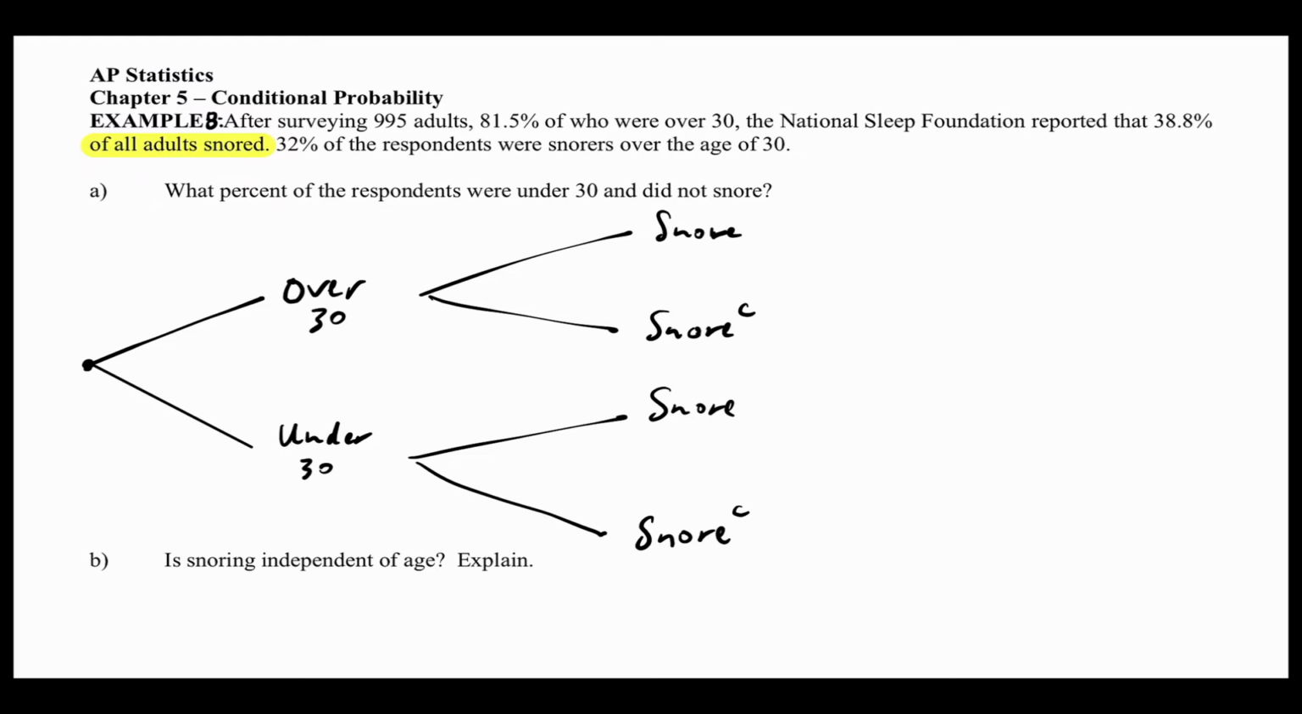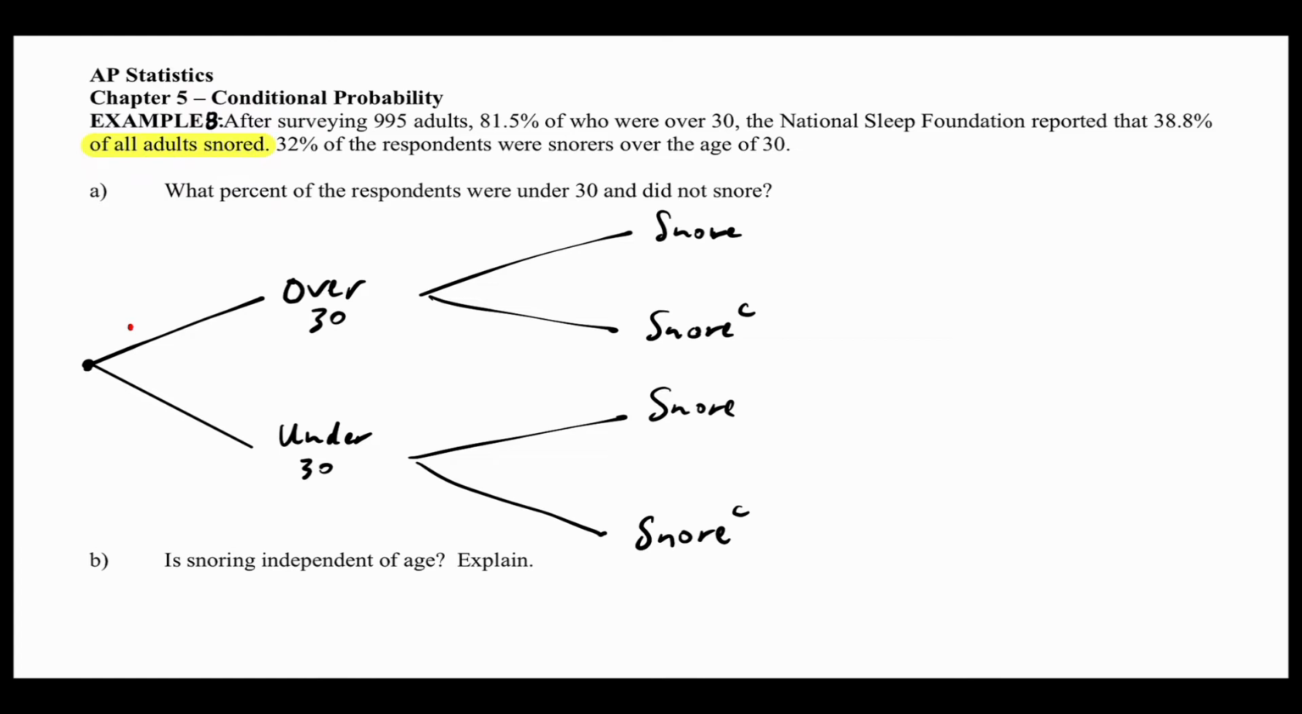After surveying 995 adults, 81.5% of whom were over 30, the National Sleep Foundation reported that 38.8% of all adults snore, and 32% of the respondents were snorers over the age of 30. So they give us three pieces of information, but they are different than what we're used to getting. The first event I saw was over 30, under 30. They gave me a percent: 81.5% of the people that they surveyed were over 30.